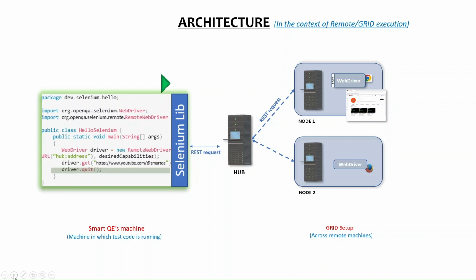Step number 3, which is to quit the driver. Once again, your test will send a REST request to the hub, and then the hub, based on session details, will forward the request to the node, and the node will forward this request to WebDriver on its port, and then WebDriver will natively interact with the browser to close it, and then WebDriver itself terminates.